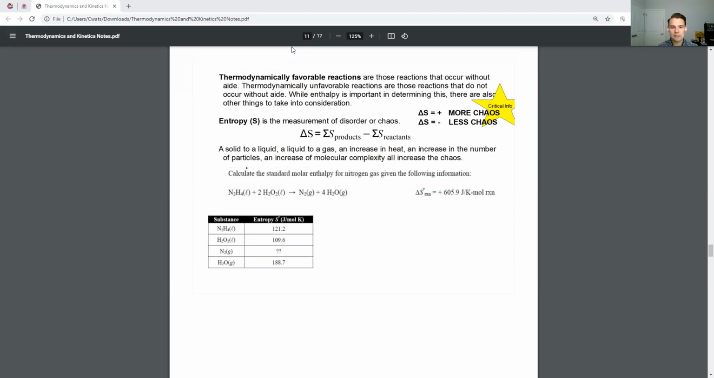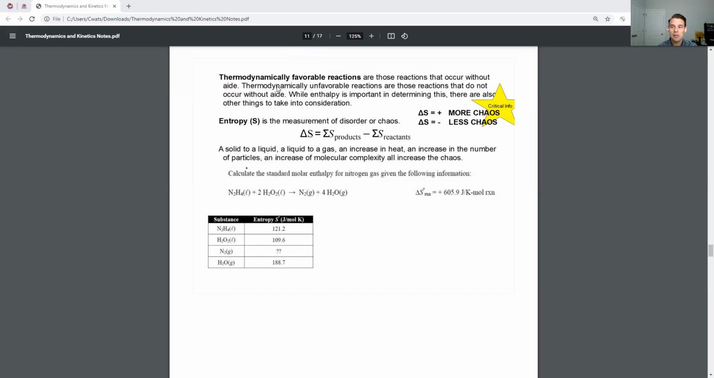So for this, we're going to use the terms thermodynamically favorable or thermodynamically unfavorable. In the videos that I've posted, they have used the old terminology of spontaneous and non-spontaneous, okay? So spontaneous means it's thermodynamically favorable, and that means it will occur without aid. So thermodynamically favorable reactions are reactions that occur without aid. Thermodynamically unfavorable reactions are those that do not occur without aid. So they need some help, so that makes them non-spontaneous.